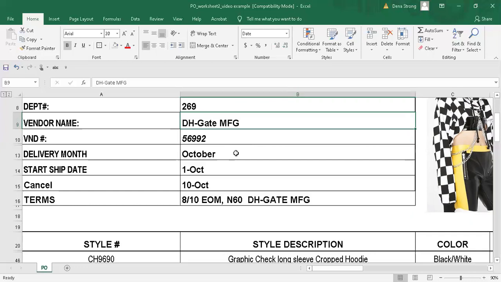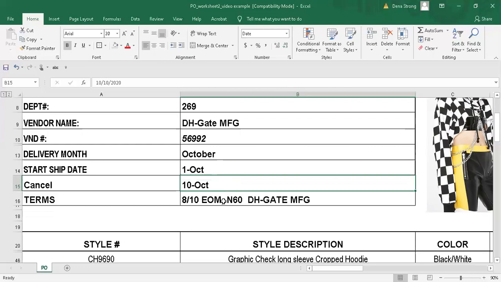So very important is the date of the invoice, when you want it delivered, when is your cancellation date. So just for this demonstration, I'm going to use the month of October as the month that I want my order delivered. I'm specifying here that I want my vendor to start shipping the merchandise on October 1st. And I reserve the right to cancel the merchandise on or before October 10th. So I want to make sure that information is stated on the purchase order.